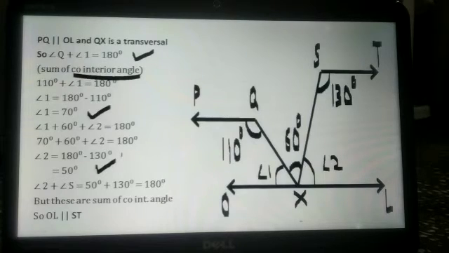angle 2 plus angle S, the sum of these two angles is 50 degrees plus 130 degrees, which is equal to 180 degrees, and we can see here that these are co-interior angles. When the sum of co-interior angles is equal to 180 degrees, then the lines will be parallel. So here OL is parallel to ST, hence proved.